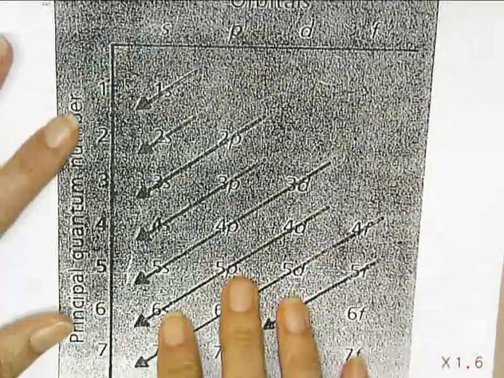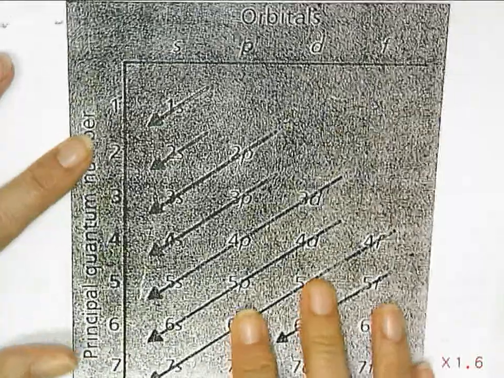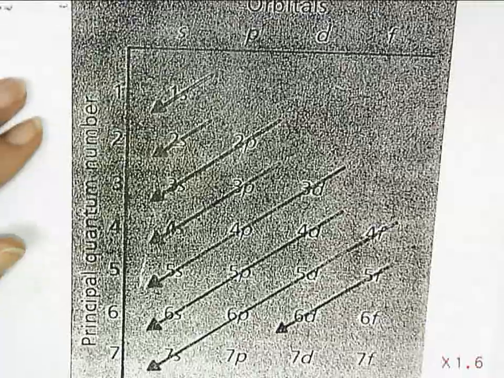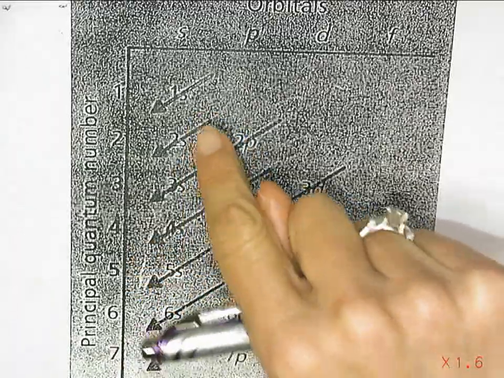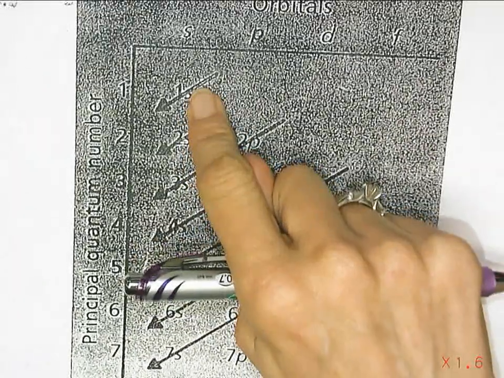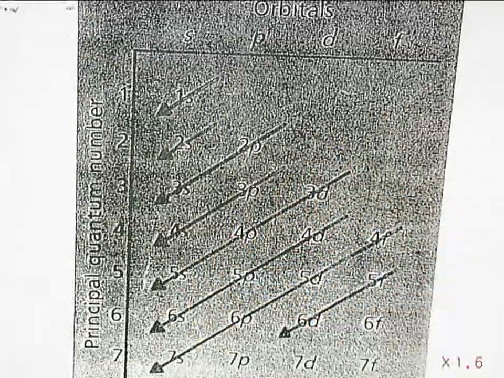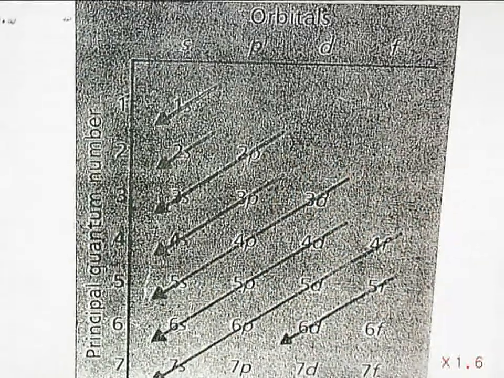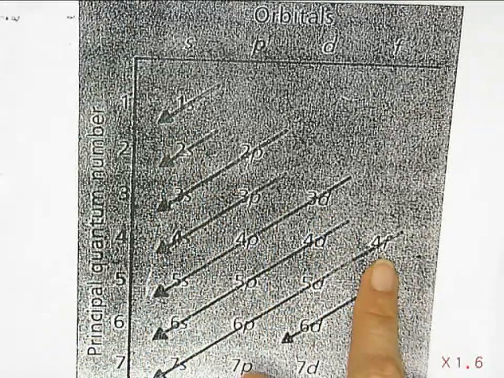I almost forgot to mention, I do hope you have a copy of this to go along with this video. If not, pause this and go get a copy of this. All right, you got a copy of this. We're going to start at the top and we're going to keep going until we run out of electrons. Now, do you remember the maximum number of electrons you can put in s, p, d, and f orbitals?